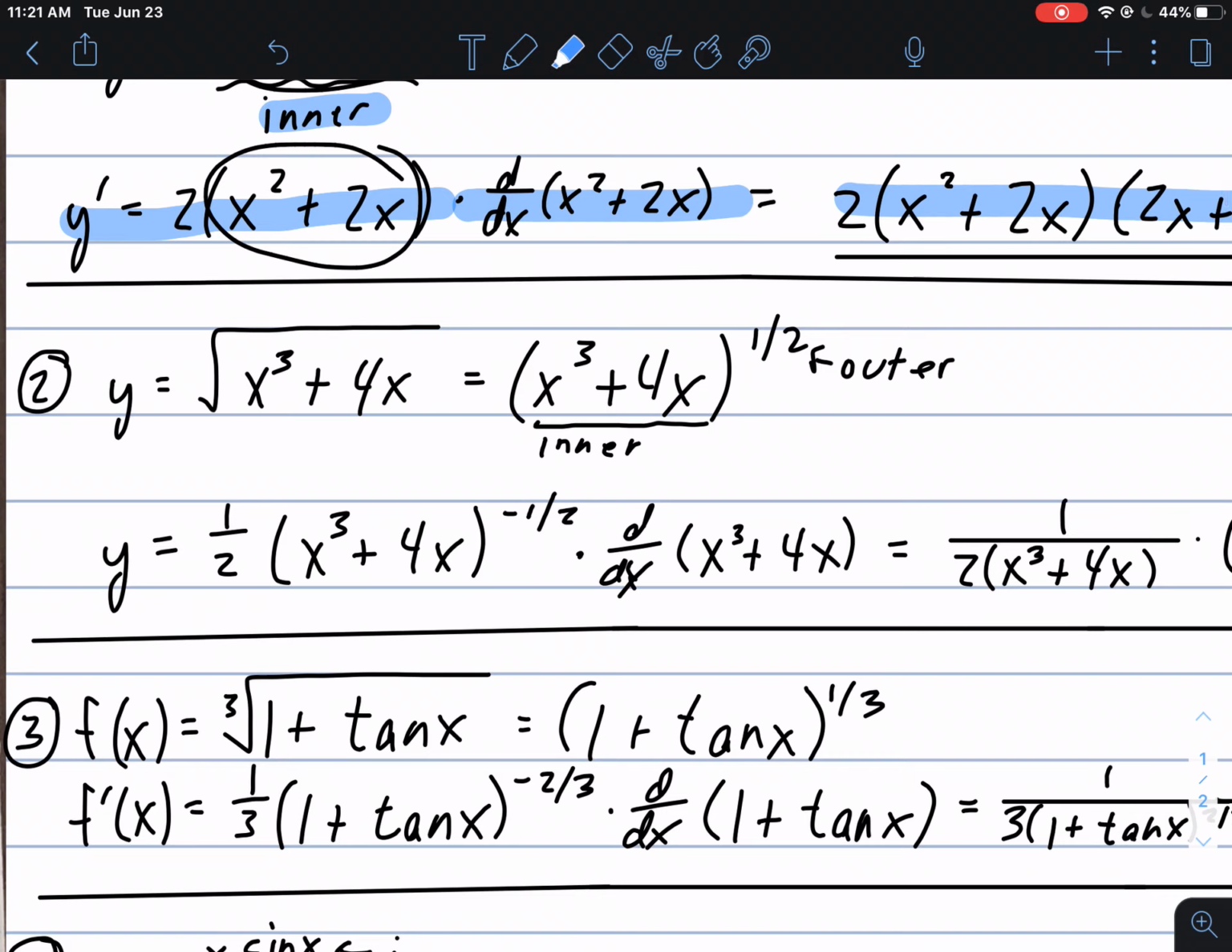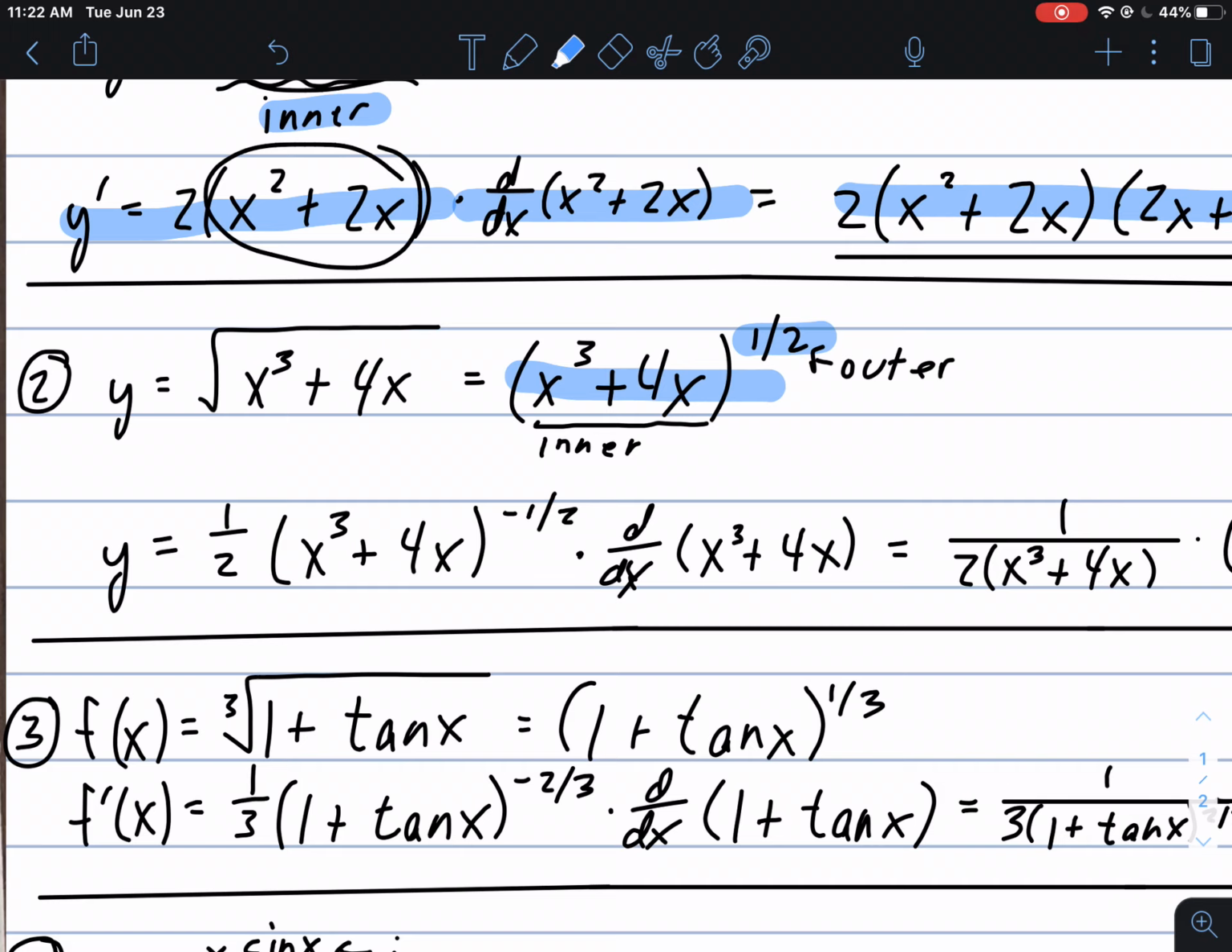So number 2, I've got the square root of x cubed plus 4x. Well, that's going to follow a similar process to what we've done before with power functions, because like we said, with radicals, we always end up writing those as exponents, or in exponential form, so that we can apply the power rule. Right, so again, once I write that as x cubed plus 4x to the 1/2 power, now again, I'm recognizing the use of our power rule and the chain rule.